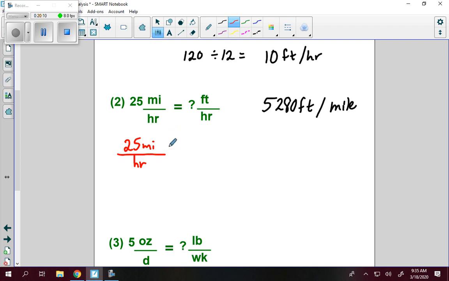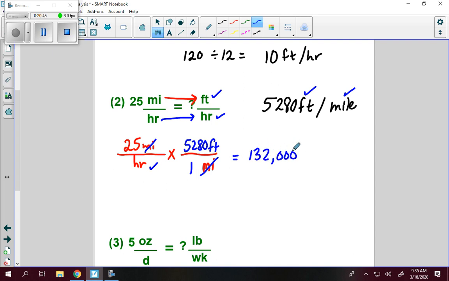So I start with 25 miles per hour, and I have to change miles to feet. So I'm going to put miles in the bottom. And I know that 1 mile is 5280 feet. So when I cancel with my miles, I'm left with feet, which is what I need. And then look, hours to hours, I don't need to change it because it's already in hours. So when I finish here, it'll be feet per hour, and that's exactly what I wanted. If I do the math, 25 times that was 132,000. And then my labels would be feet per hour.